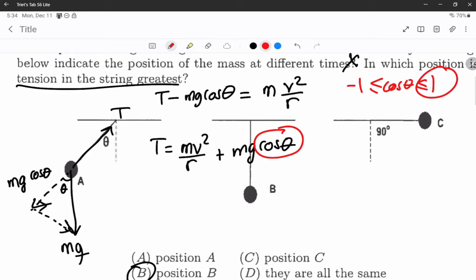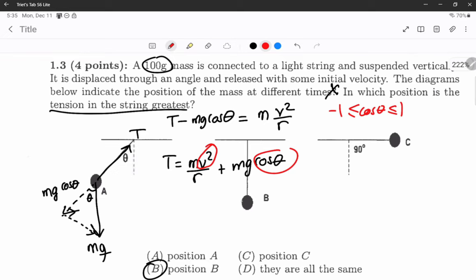So that's going to be when the angle goes to 0, so in this case B, right? When the angle goes to 0, cosine is at one of the limits, which is 1. That's going to maximize that. And also, if you look at this term over here, that's important. You have r, which is fixed, we don't care. m is also fixed, we don't care. You look at velocity.